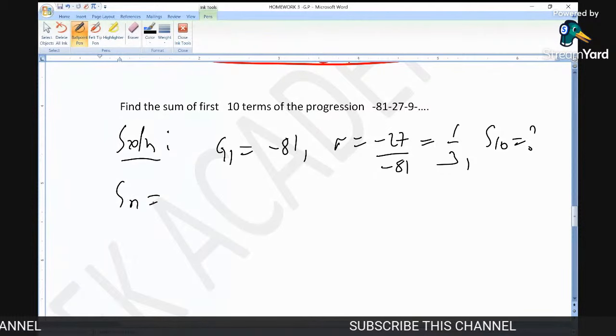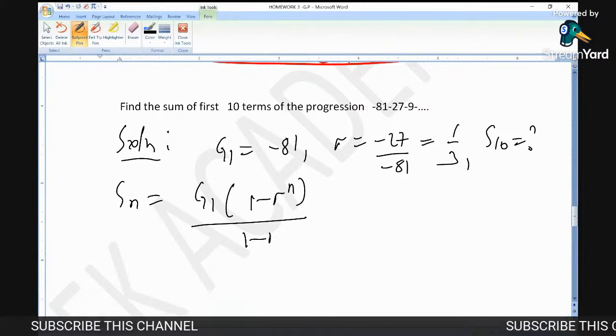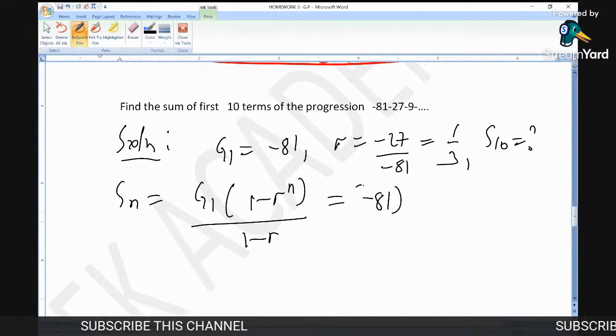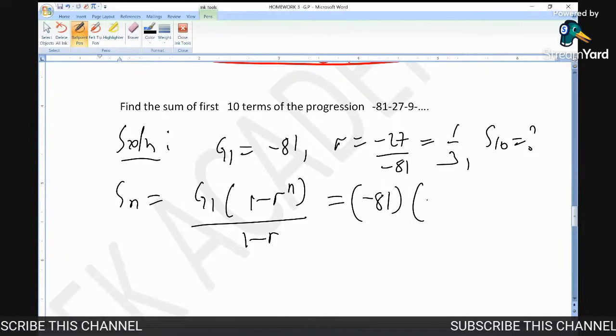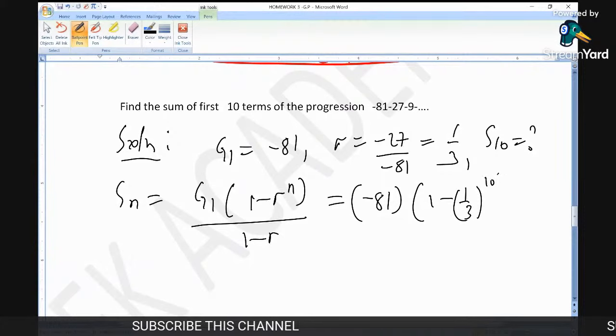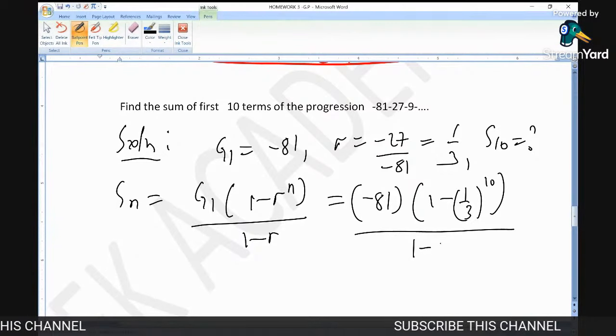So from Sn equals G1 in the bracket 1 minus R exponent n, over 1 minus R, Sn will be equal to G1, which is negative 81, in the bracket 1 minus 1 over 3 power 10, over 1 minus 1 over 3.